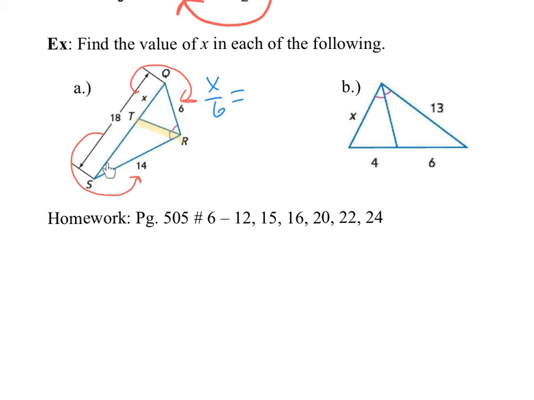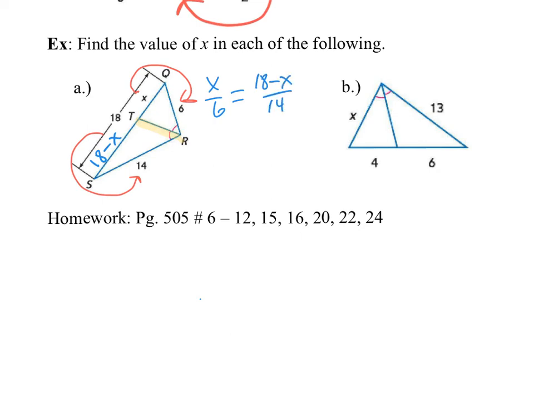All of QS is 18. Now, if we take the whole length of QS and subtract x from it, that would give us this piece. So this is 18 minus x. To finish our proportion, we write the ratio of 18 minus x to 14.